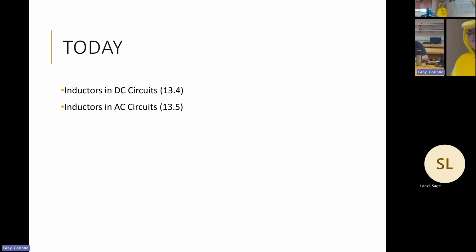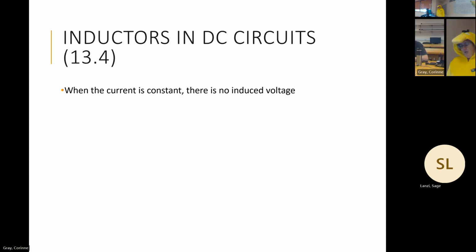Today we're going to look at inductors in DC and AC circuits, focusing more so on the DC portion of it. We will again come back to this next week where we look at a lot of this in more detail. So if we think about the equation that we had for voltage, that was related to the time derivative of the current. So when current is constant, there is no induced voltage across our inductor.